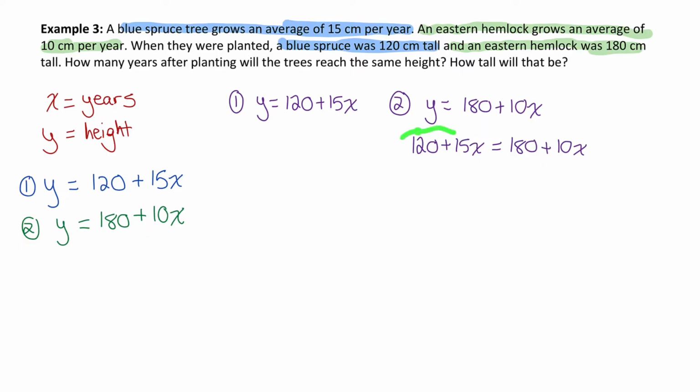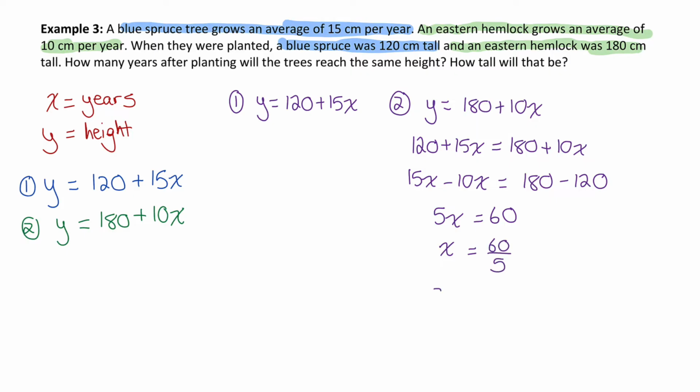So essentially, I've just set their heights equal, and now I'll solve for what value of x, what amount of time in years, makes their heights equal. I'll move the variable terms to the left side of the equation, and the constant terms, I'll move to the right side of the equation. And then when collecting my like terms, I find that 5x is equal to 60, and then dividing by 5, x equals 60 over 5, which is 12. So I know after 12 years, their heights will be the same.